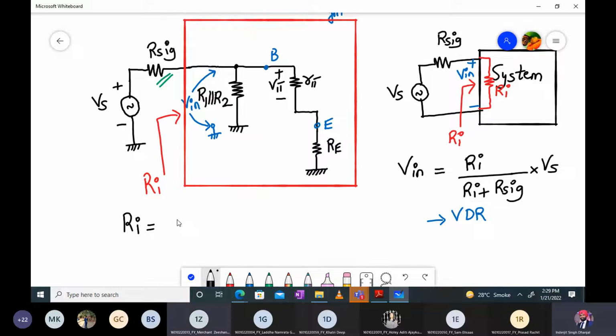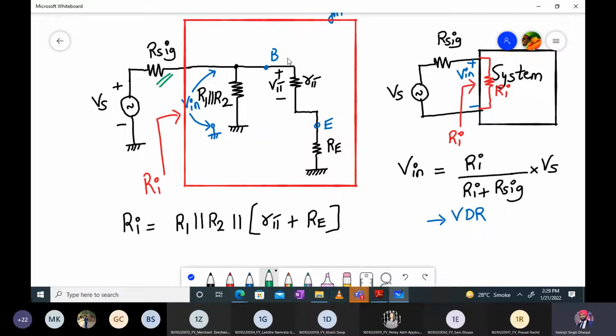If I write that, you mean to say like this, right? R1 parallel to R2, correct? Parallel to R pi plus Re, right? Yes, sir. But this is wrong. Now why this is wrong is, listen carefully now.